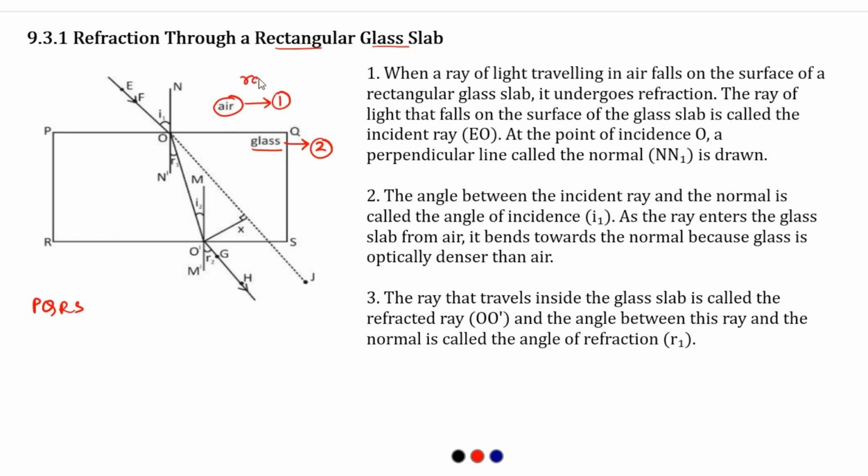Air means what? It is a rarer medium. Remember, rarer or rare medium. Glass is what? It is a denser medium.